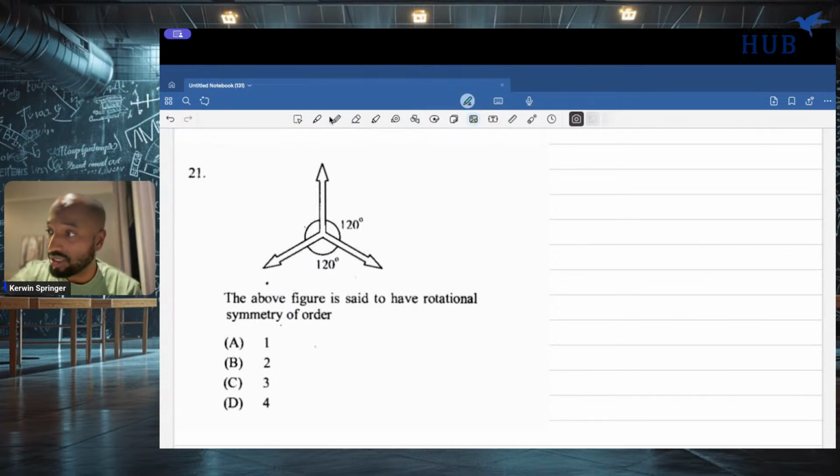All right, so rotational symmetry means how many times you could get the same look. So if you put that on this and you turn it around, you get 1, 2, 3. So 3 is the answer.